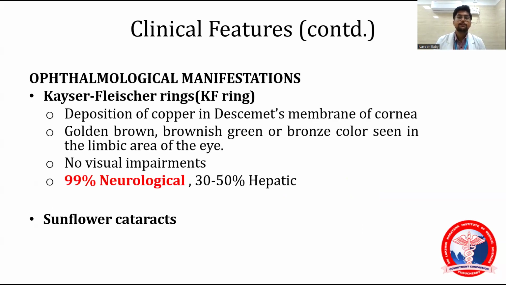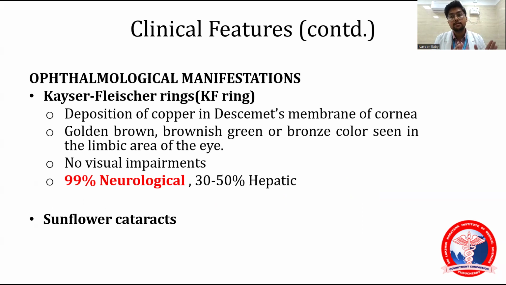So, when you go into the ophthalmologic features, this copper that is getting excessively loaded in your body can get deposited in multiple places. And one of the locations it goes to is your eye. When it gets loaded into the Descemet's membrane of your cornea, it's called the Kayser-Fleischer rings. These Kayser-Fleischer rings, I'll show you an image in the next slide. It's golden brown to brownish green in color, and it's seen in the limbus of the eye. It does not produce much visual impairment, and it's very specific.